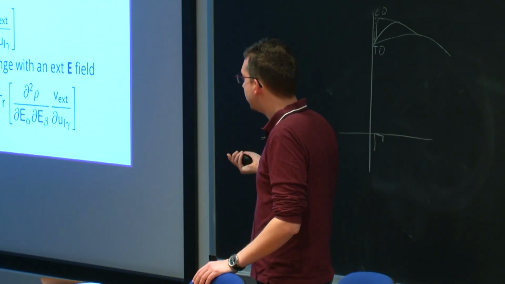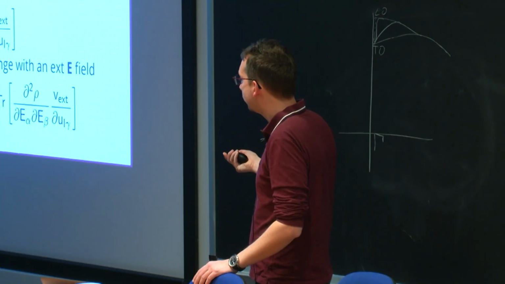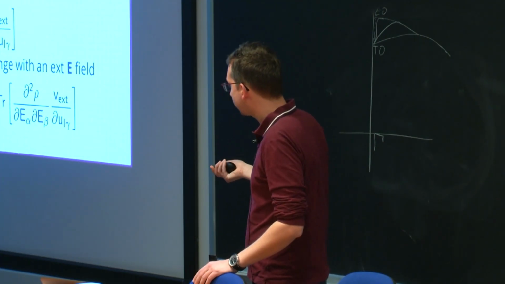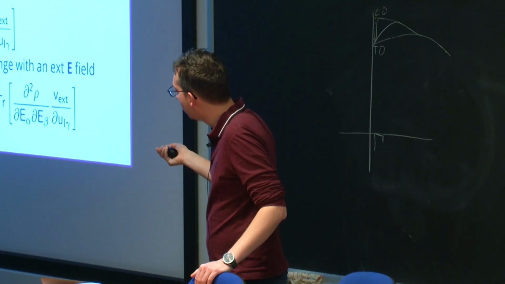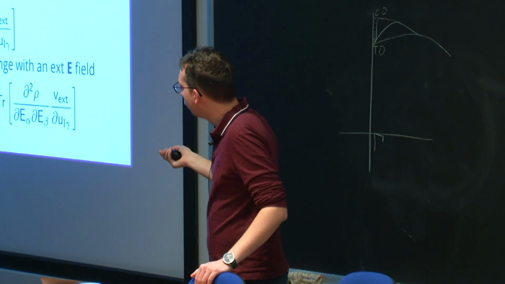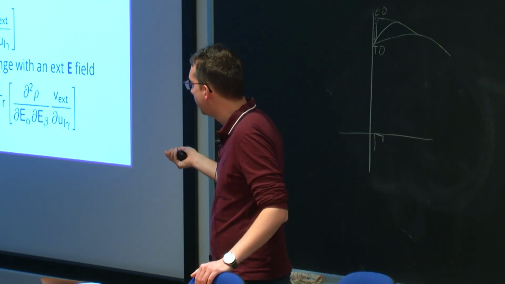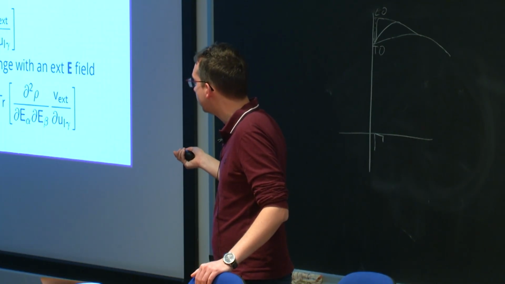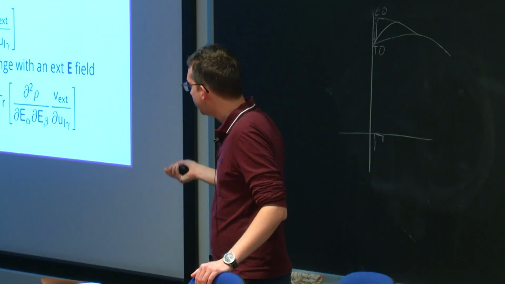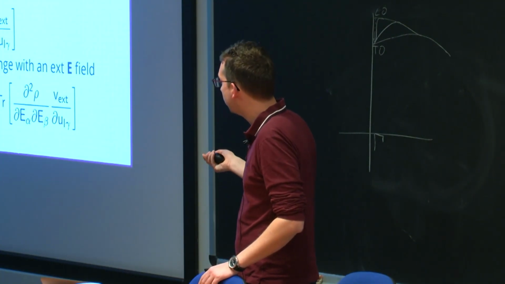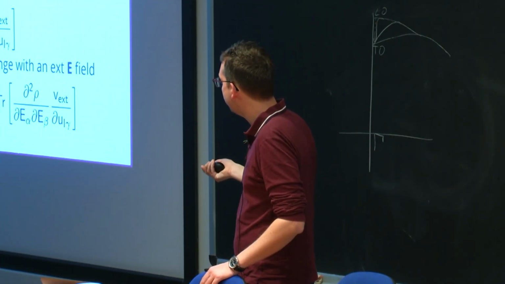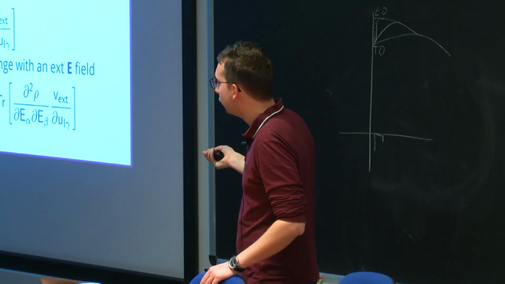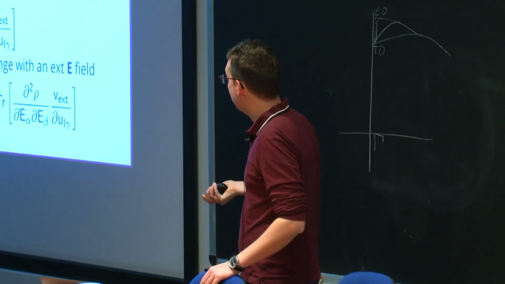We notice that the external potential does not change with an external electric field in the limit of long wavelengths, so we can recast this in this way. So we have the third derivative of the total energy with respect to one phonon, one electric field, and one other electric field, which is 2 times the trace of the second derivative of the density matrix with respect to the electric fields, times the partial derivative of the external potential with respect to the phonon.